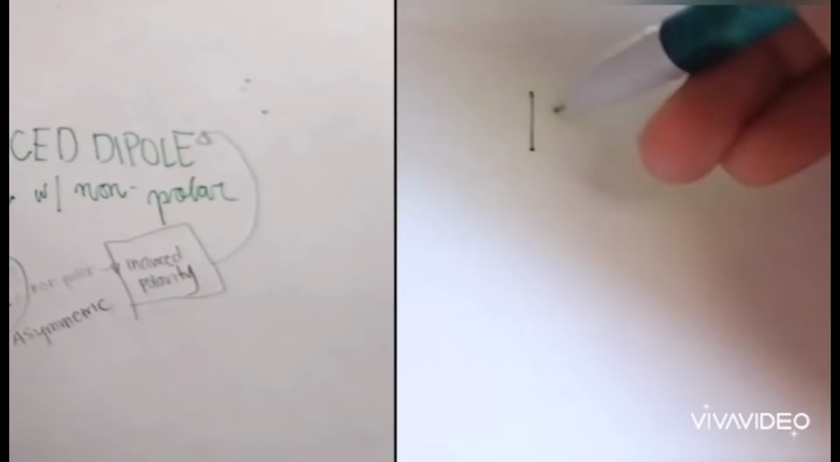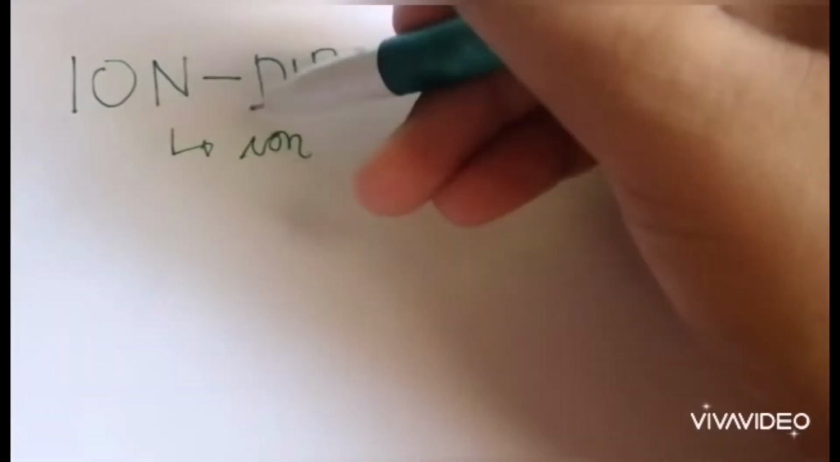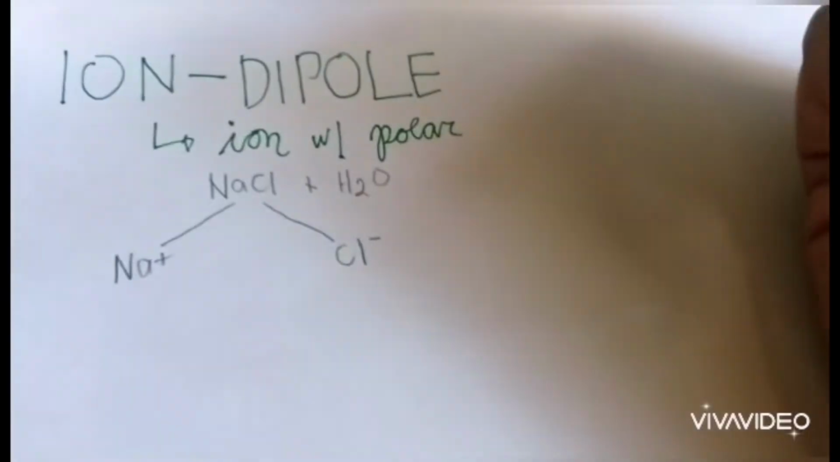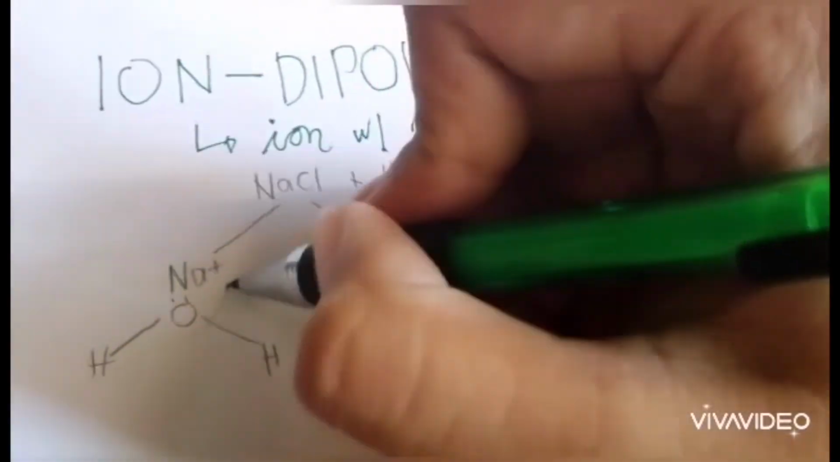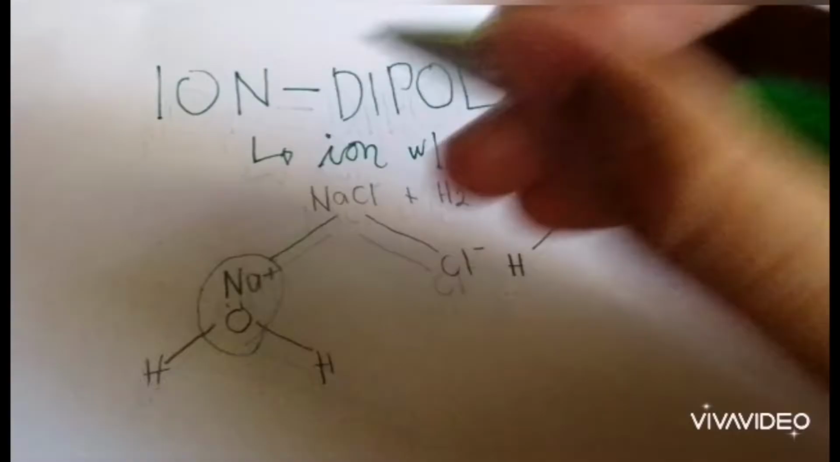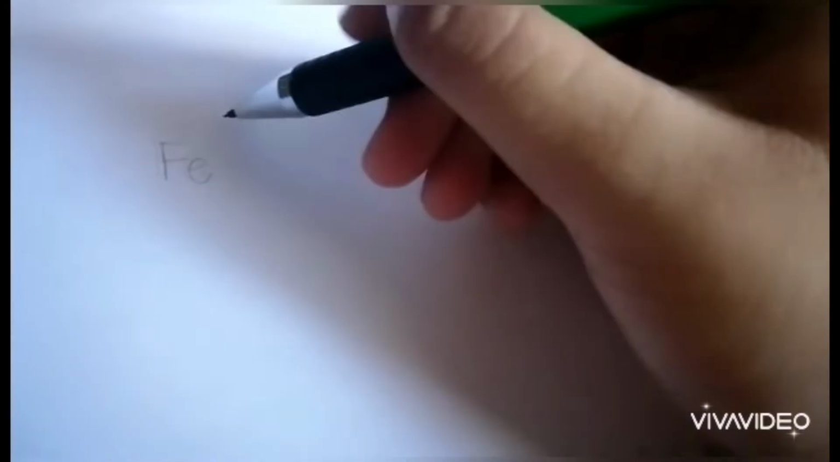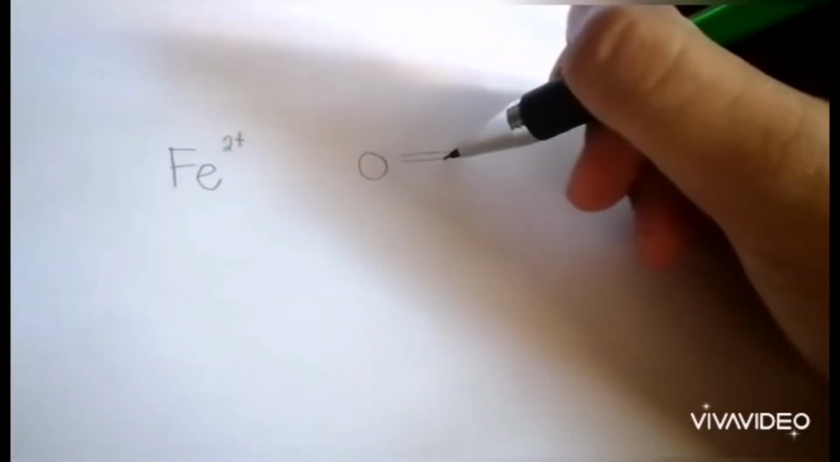The ion-dipole interaction exists between an ion and a polar molecule. See the example in the dissociation of table salt in water. Next is the ion-induced dipole, which exists in an ion with a nonpolar molecule. It is caused by an approach of ions in nonpolar molecules, resulting in an induced dipole.